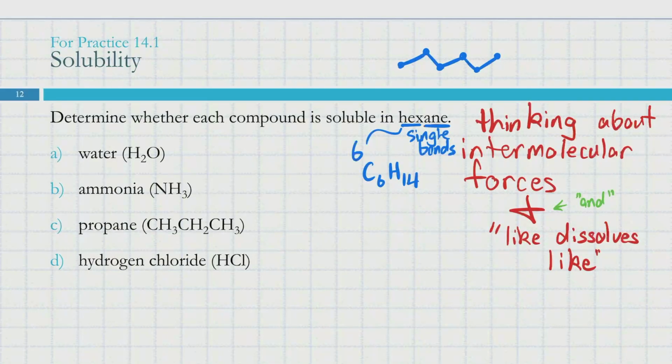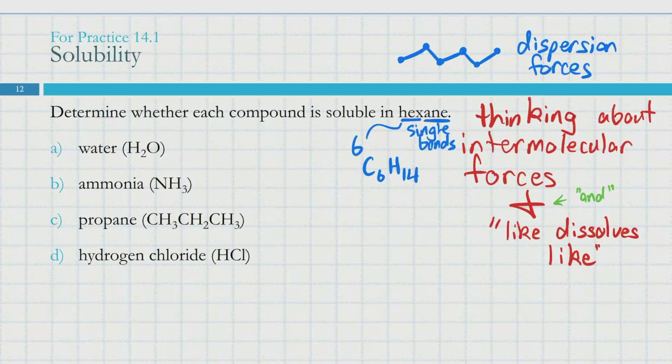Who knows what kind of intermolecular forces hexane will have? Yeah, it has dispersion forces. How do we know it has dispersion forces? Everything has dispersion forces, that's right. We have electrons, we have dispersion forces. Anything else? Nope, it's just dispersion forces. We don't have a difference in electronegativity to have a polar molecule.